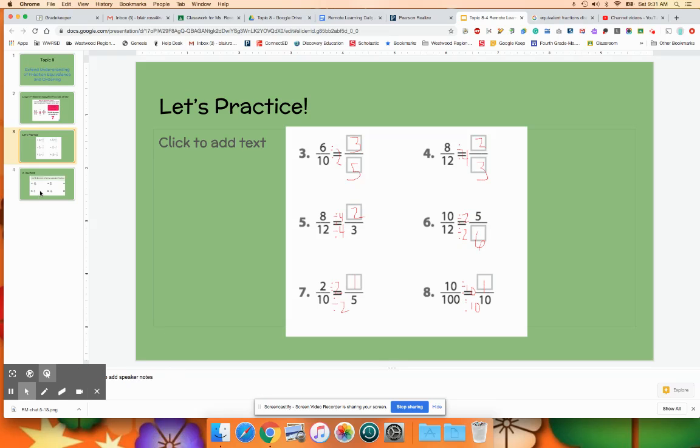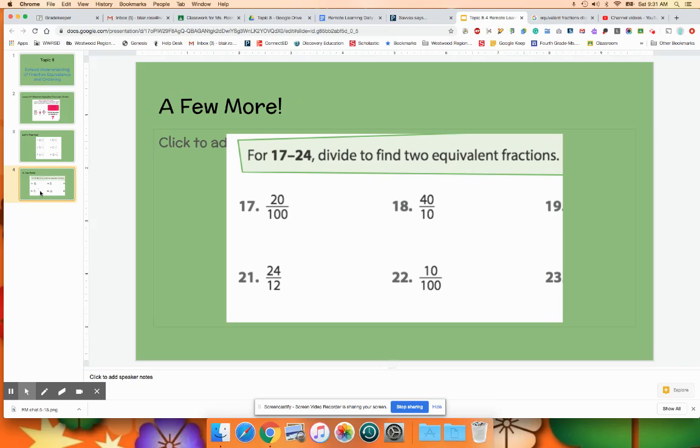Here the option is to divide to find 2 equivalent fractions, so for each one, we have to find 2. We have 20 over 100, so I need to think in my brain, what is a number that is a factor of both? I know 10 is a factor of both, so I could divide the top and bottom by 10. 20 divided by 10 gives me 2. 100 divided by 10 gives me 10. Because they want 2 equivalent fractions, I have to do it again.